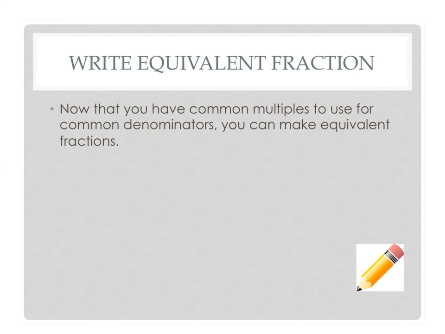Now that we found our common multiples, we can use those to make common denominators and then make equivalent fractions. Remember our original fractions were 2/3 and 3/4. We found that our least common multiple, or the least number that we found on both lists, was 12. So I'm going to rewrite my new denominator as 12 on both fractions. Now think to yourself, I went from 3 to 12. What could I multiply to get from 3 to 12? Well, 3 times 4 is 12.